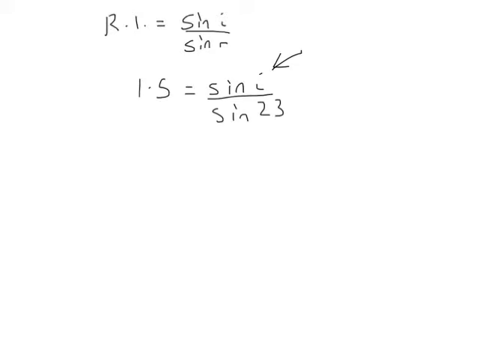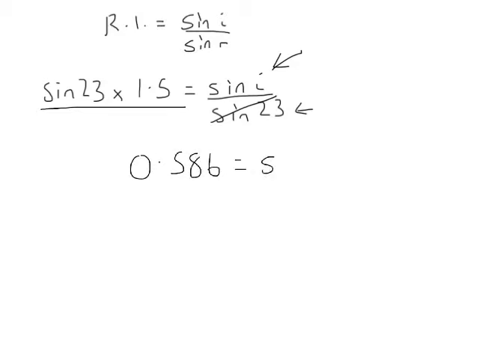So what we do is some basic maths. If I'm dividing by sine 23 on this side here, then what I can do is times both sides by sine 23, and that will get rid of that. And we'll get sine 23 times 1.5 equals sine of the angle of incidence. So I work out this side first, sine of 23 times 1.5, and that gives me a value of 0.586 equals sine i.